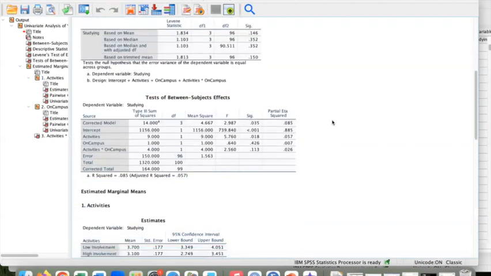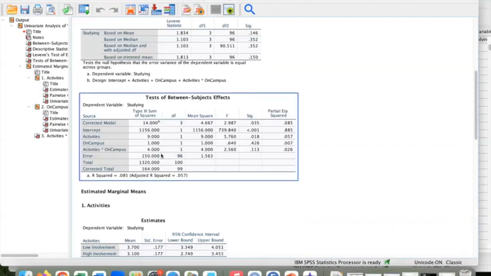Okay, now we'll go down to the test of between subjects effects. And this gives us a lot of information. It gives us the degrees of freedom. And the way that we read this is we'll use the line that says activities to find out if the main effect of activities was significant. If we go all the way across, we'll see that it was. So it's 0.018, which is less than 0.05. So there is a significant difference whether students were high or low involved in activities.